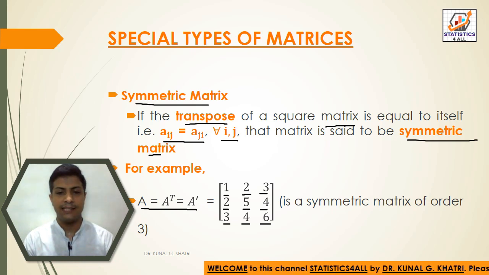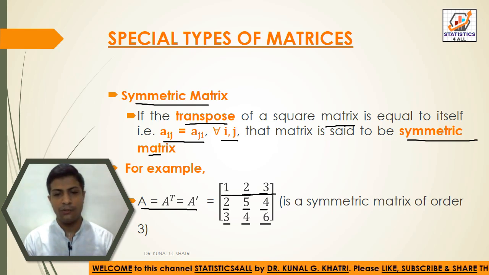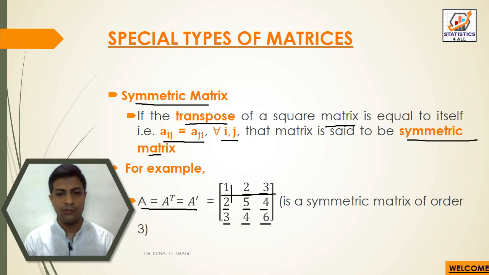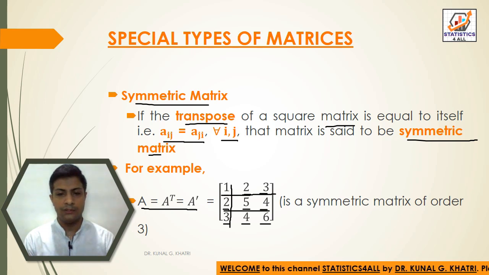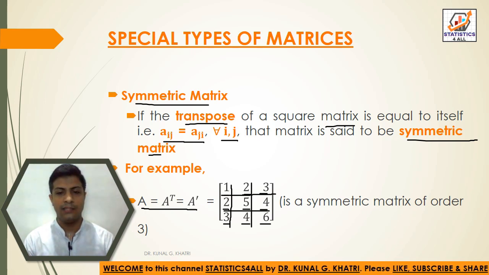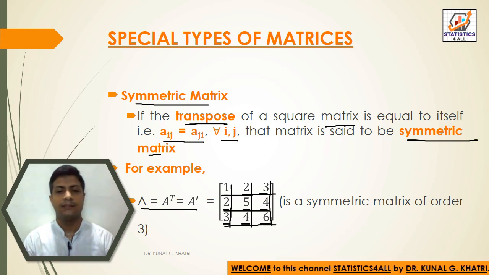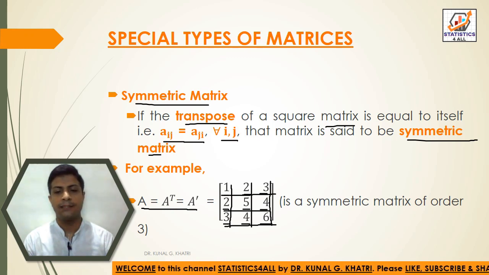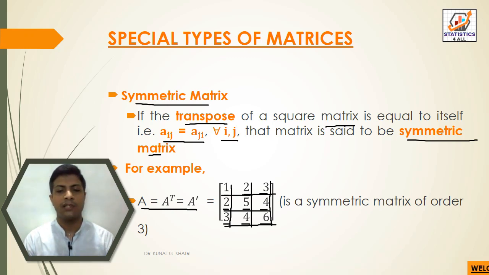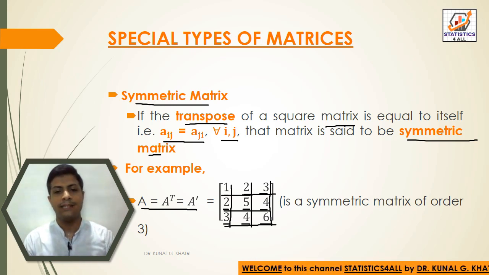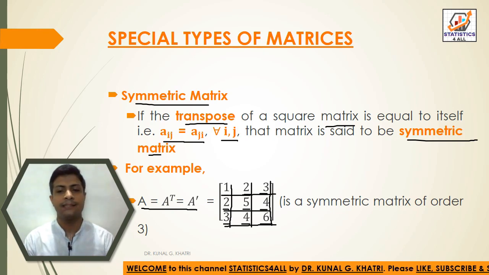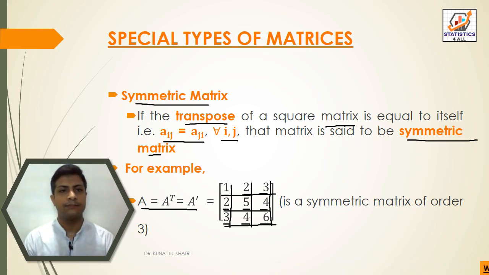So here we can see that 1, 2, 3 in first row, and here in first column 1, 2, 3. In second row 2, 5, 4, in second column here 2, 5, 4. In third row 3, 4, 6, here in third column 3, 4, 6. So it is a square matrix again 3 by 3. So it is a symmetric matrix of order 3. By interchanging the rows and columns we get the same matrix. It is a symmetric matrix.